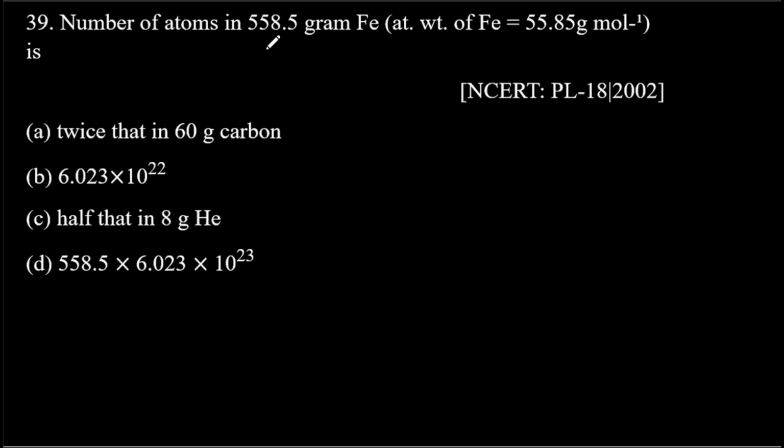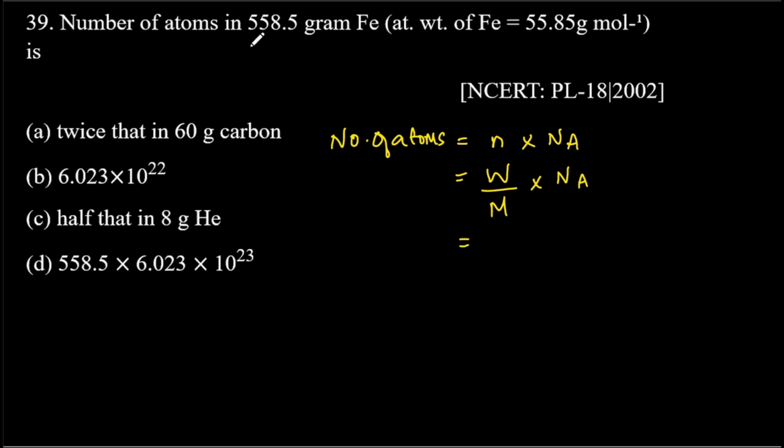Number of atoms in 558.5 grams of Fe is, number of atoms is equal to number of moles into Avogadro number, which is equal to number of moles is given mass by the molar mass into Avogadro number. So the given mass in question is 558.5 and the molar mass of iron is 55.85 into NA. If you solve this, you will get 10 into NA. So the number of atoms is 10 NA.